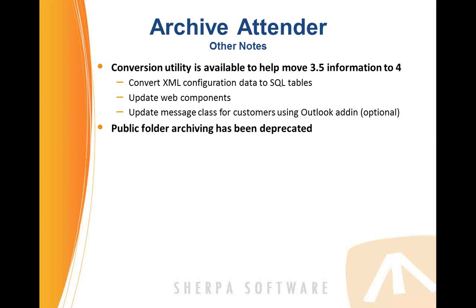The other note is you might want to ask your customers if they're doing anything with public folders. At this point in the product life cycle, we're acknowledging the fact that Microsoft is moving away from public folder support in Exchange, and we've deprecated public folder archiving from Archive Attender 4.0. That means if they have public folder information already archived, they can continue to access that, but they won't be able to archive any additional public folder content in the Archive 4.0 world.